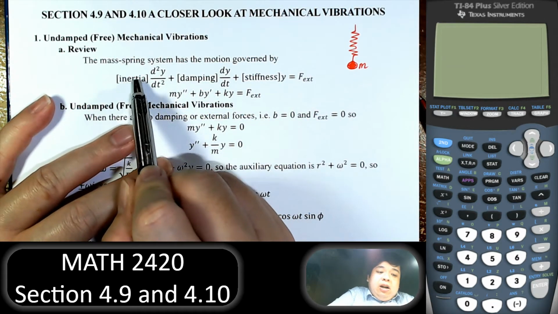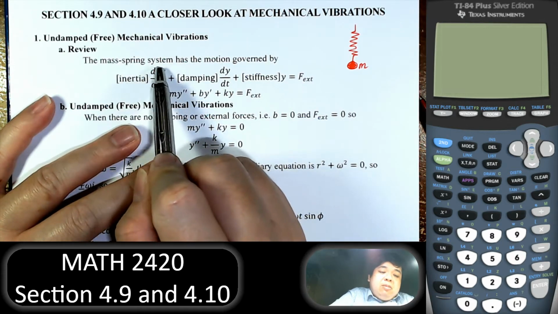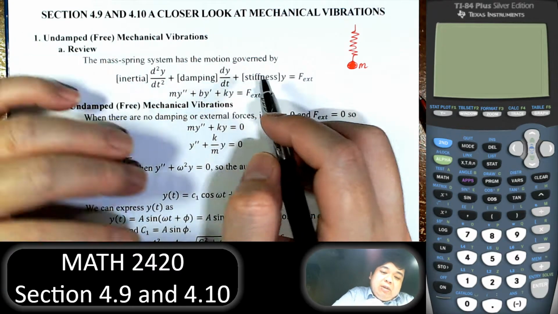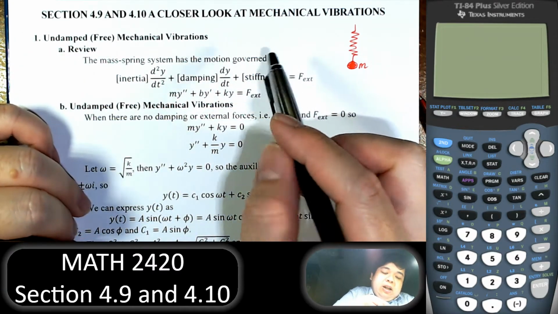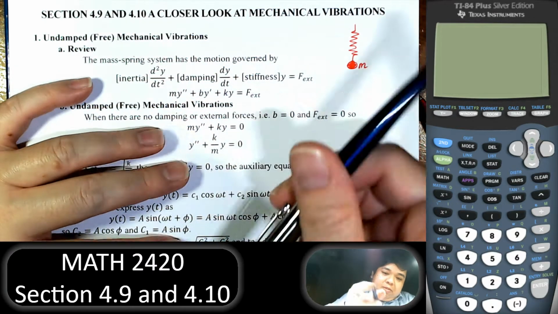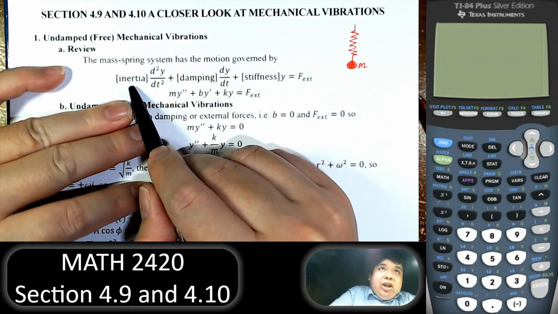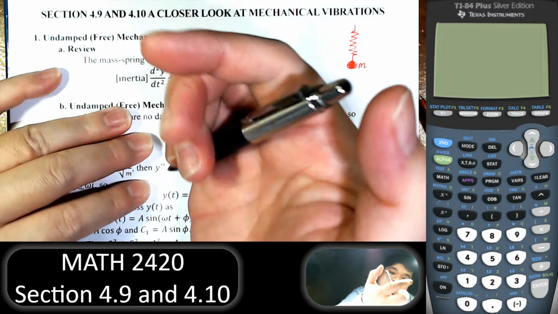First, mass times acceleration. So of course, when we add up, it will equal the force of the whole thing. So this is inertia. It's due to the mass.